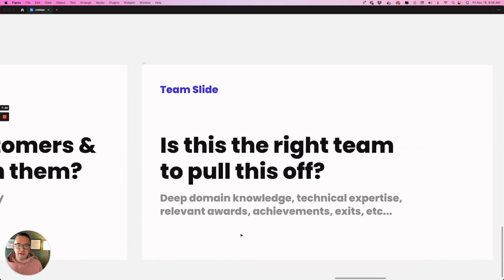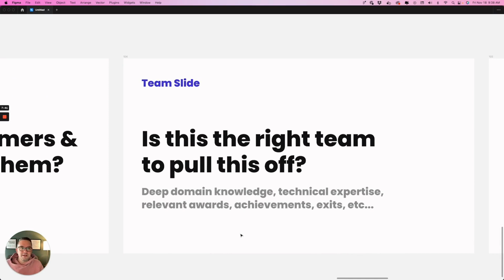Then we have the team slide. The team slide is very important because they're not just investing in the company. A lot of investors are investing in the people behind them. You can have a great idea, but if you don't have the people to execute it, this is the question that's going through their head: is this the right team to pull this off?